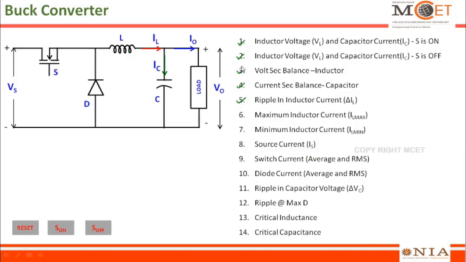In the previous video, we derived the expressions for the inductor ripple current, and now let us try to derive the expression for maximum inductor current and minimum inductor current. Let us go into the derivation.